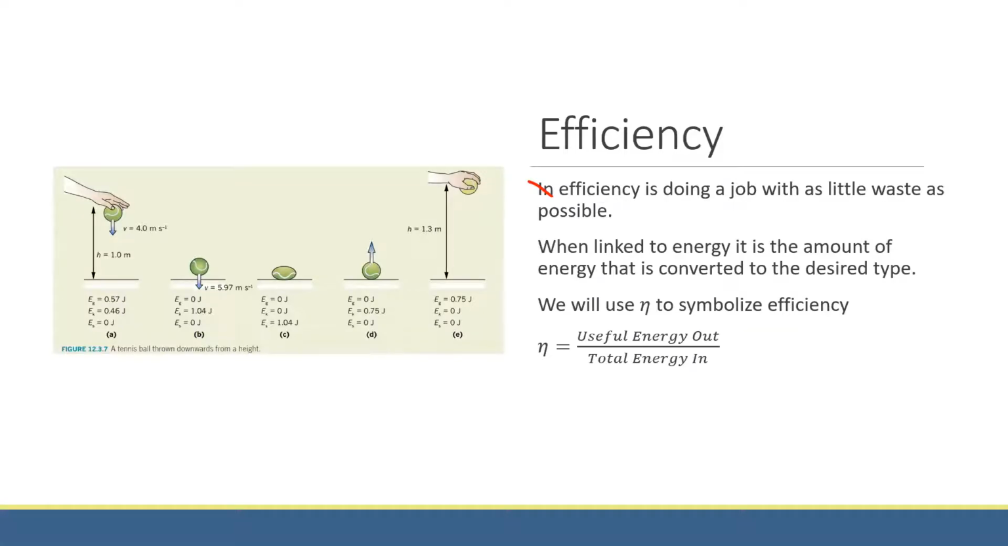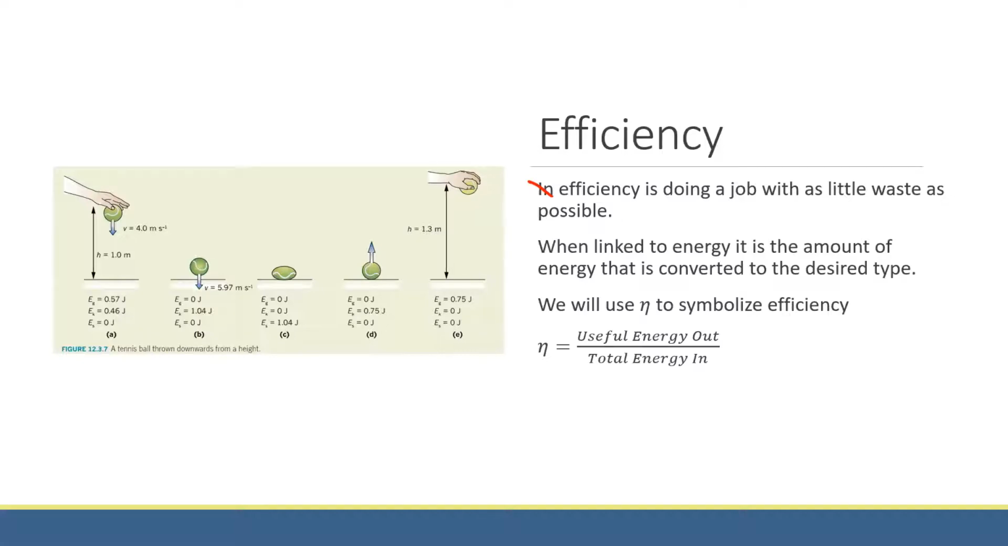And stuff like that. So when we talk about energy, we want to look at, well, when energy is converted from one form to another, to the desired type, how much of that energy does get put in there? We will use the symbol eta, which looks like this, η, to symbolize efficiency. And the classic efficiency ratio is useful energy out over total energy in.